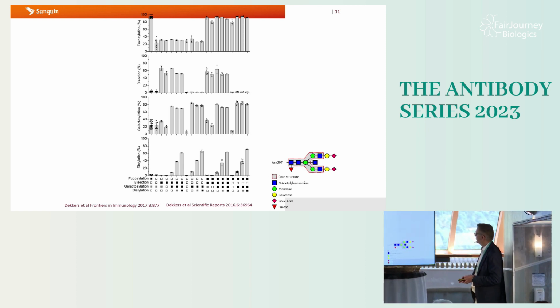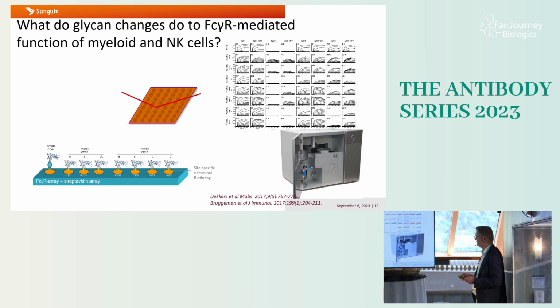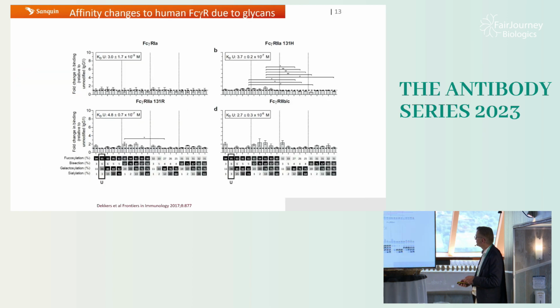Using this setup, we also set up an array with all the Fc receptors, where we attach a biotin tag terminally, and then at different concentrations we flow each of these variants over, and we can assess the affinity. To make a long story short, for the Fc gamma receptors 1, 2, and 3, it really doesn't matter what kind of glycoform you have, at least under these circumstances. The affinity is not changed.